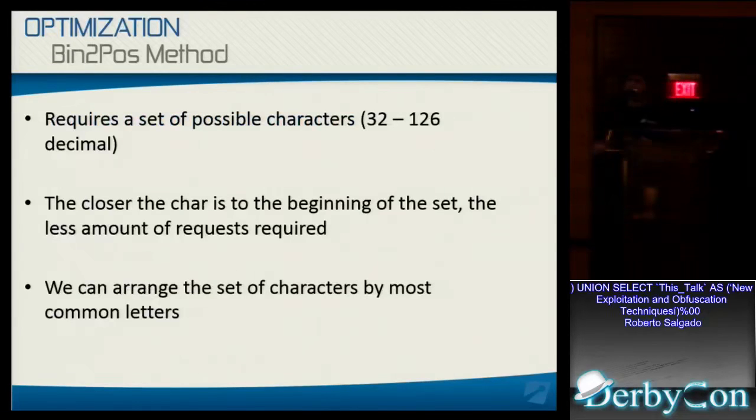Now to talk about my method, which is, of course, my favorite. Just like with the binary search or the bisection method, we require a set of characters, an array. Again, 32 to 126 decimal. With my method, what we do is we map the position of the character in the array. So say we have A, B, C in our set. A would be position 1. B would be position 2 in this case. So the closer the character is to the beginning of the set, the fewer requests we need to retrieve it, because we're mapping its position in the set, and then we convert that position to binary.